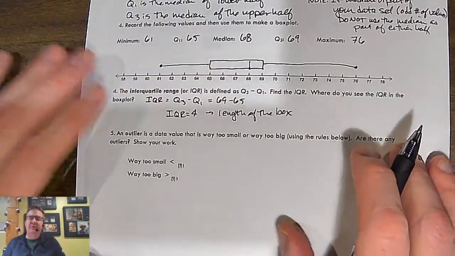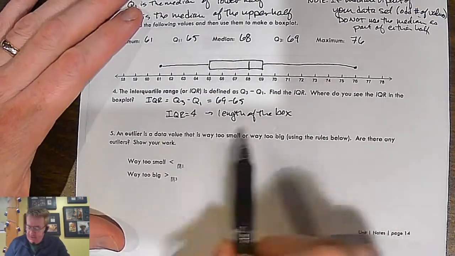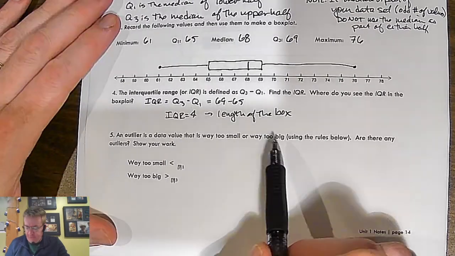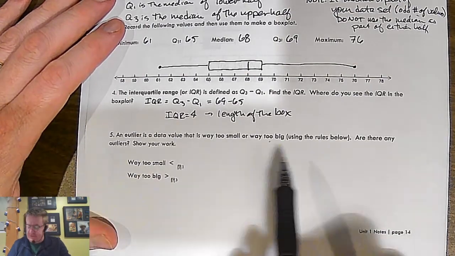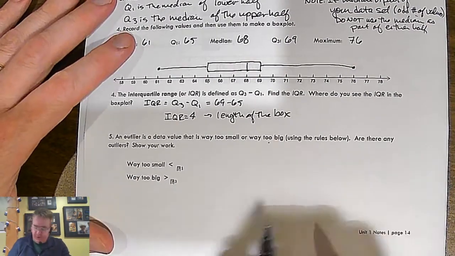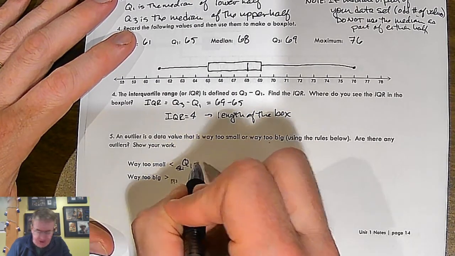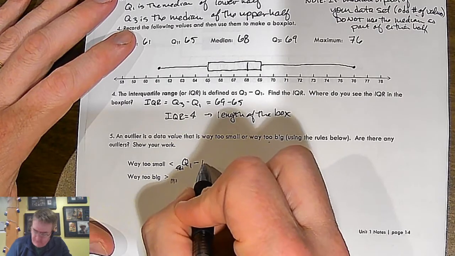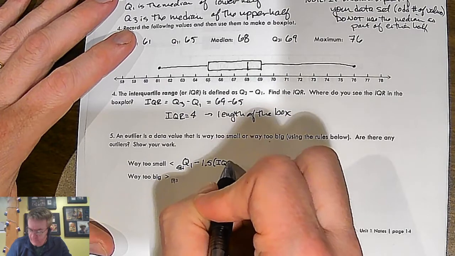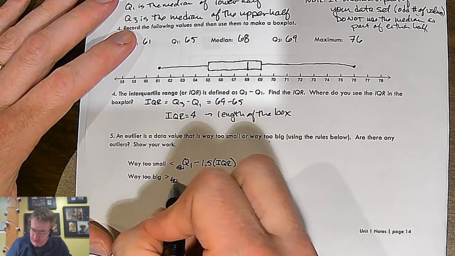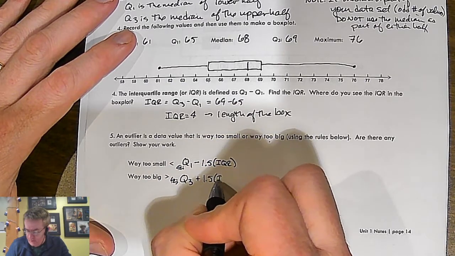Now, outliers. This is going to be the part that you may not know. An outlier is a data value that's either way too small or way too big, using the rules below. Apparently mine didn't print out so nicely on my home printer. We'll fix that. Are there any outliers? Show your work. The way that you find out way too small is Q1 minus 1.5 times the IQR. And for way too big, it's going to be Q3 plus 1.5 times your IQR.